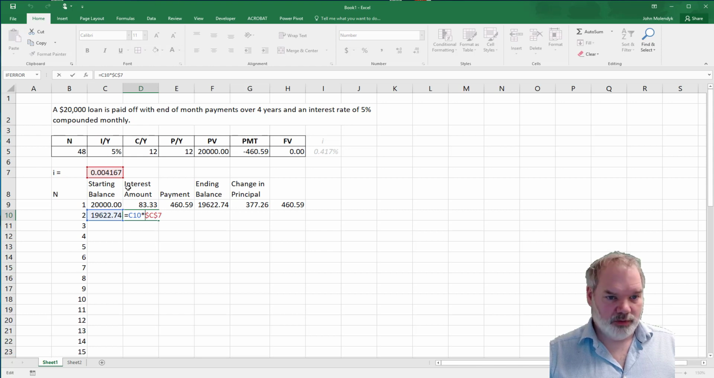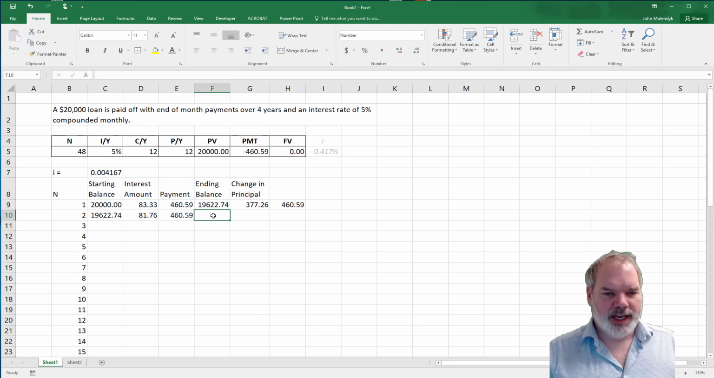Our payment, well, if we drag this down, it's going to get weird from Excel. So I'm just going to say my payment is equal to the one above. So the payment for this month is the same as the month above. So it's $460.59.